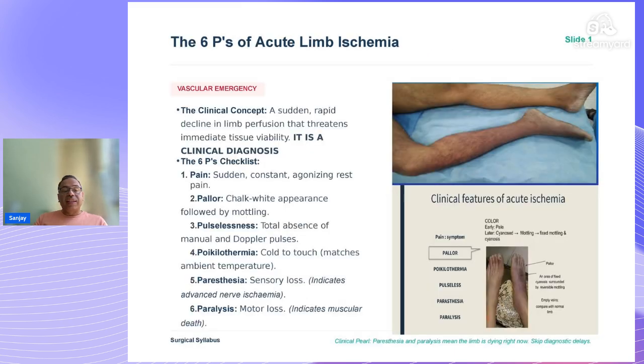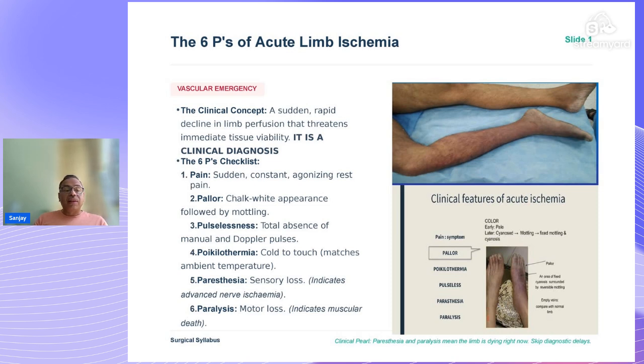Now, classically, all of you must be aware of the 6 P's of acute limb ischemia, and it is obviously a vascular emergency. And what is the clinical concept? A sudden, rapid decline in limb perfusion that threatens immediate tissue viability.